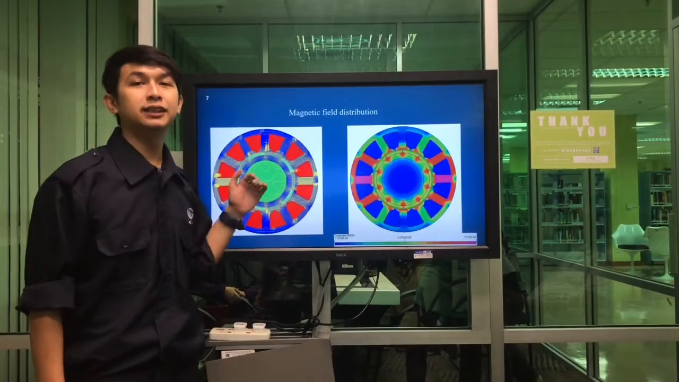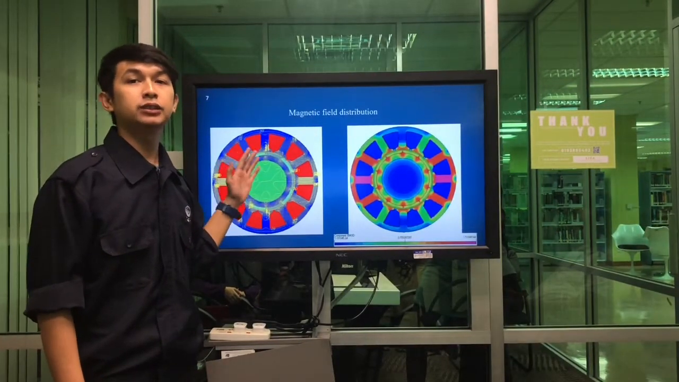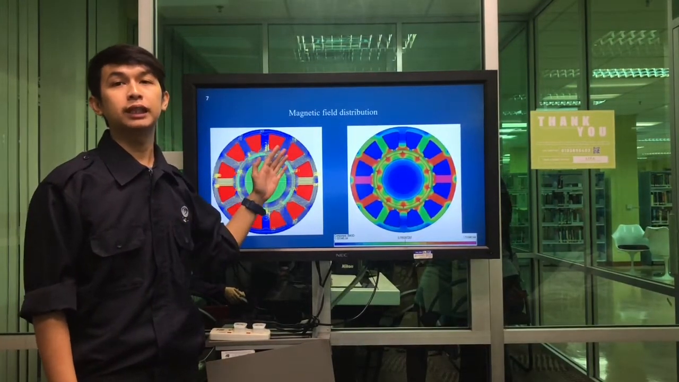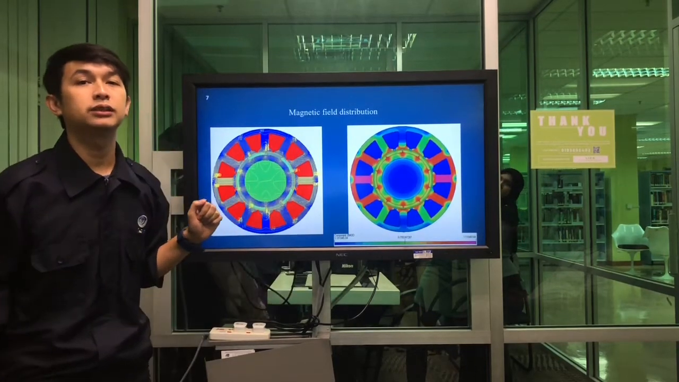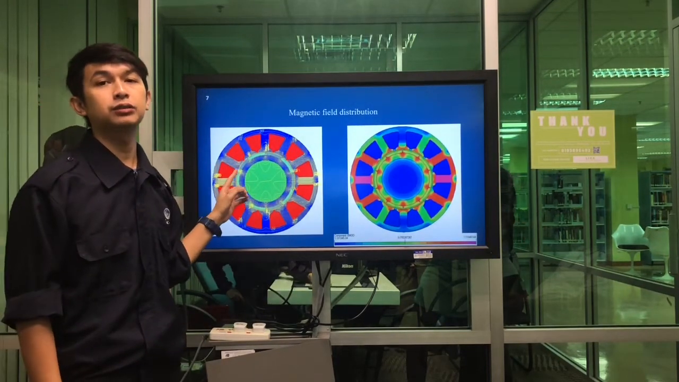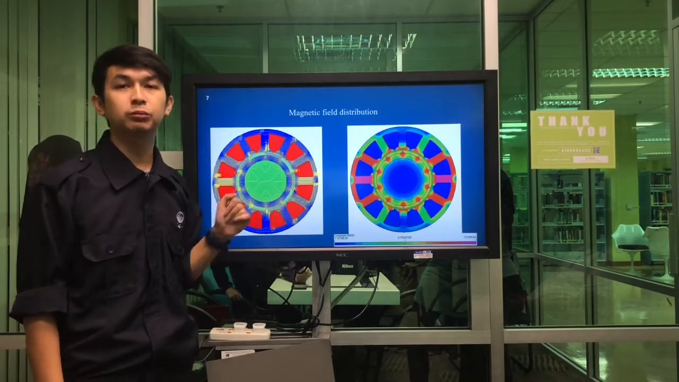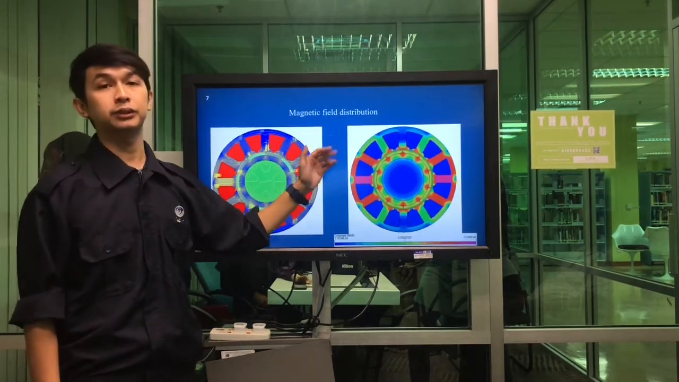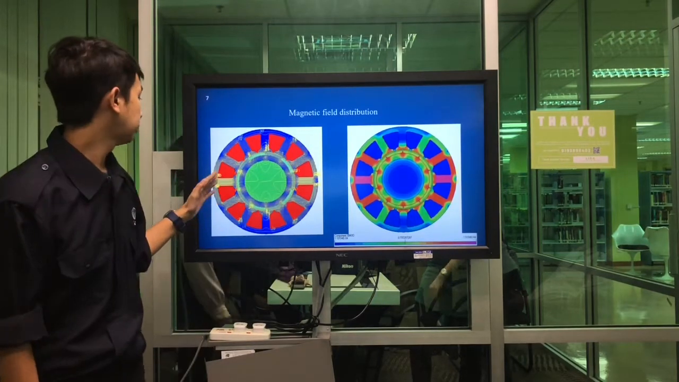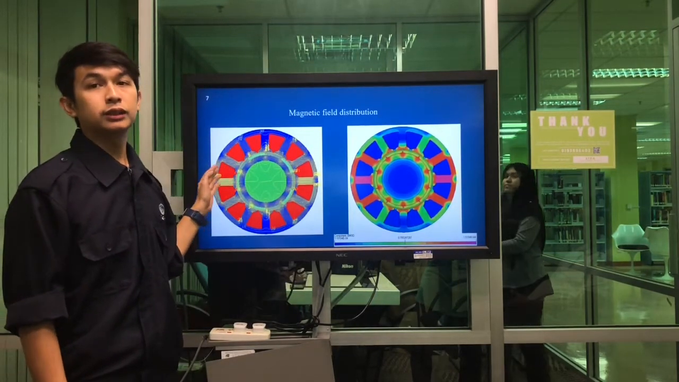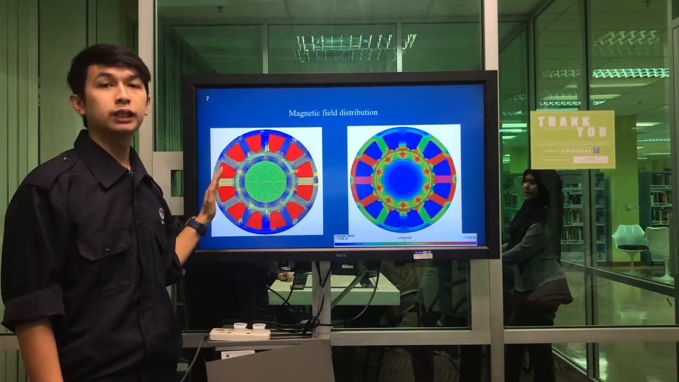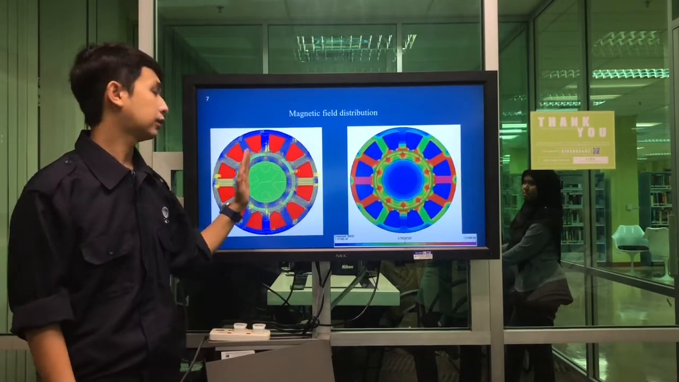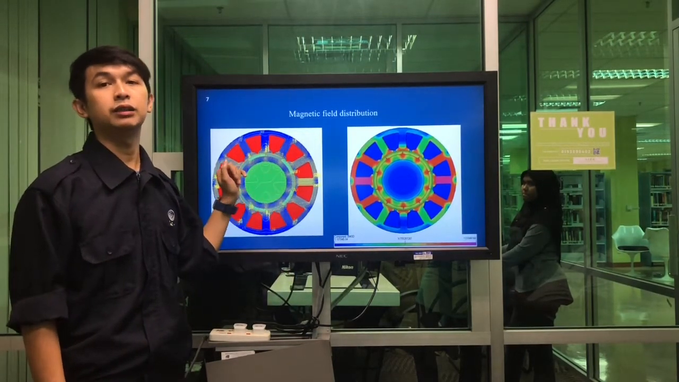So, this is the result that we obtained through the static analysis of the Opera 2D simulation, where it shows the magnetic field distribution for the 12-slot, 10-pole PM motor with the line distribution and color zone distribution. We can see that the magnetic pulling force for the 12-slot, 10-pole PM motor is balanced or equal at the left or right hand side of the PM motor.